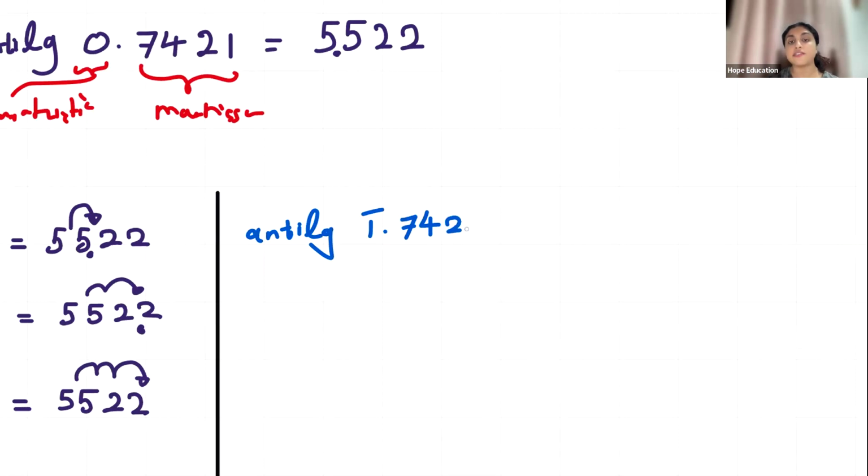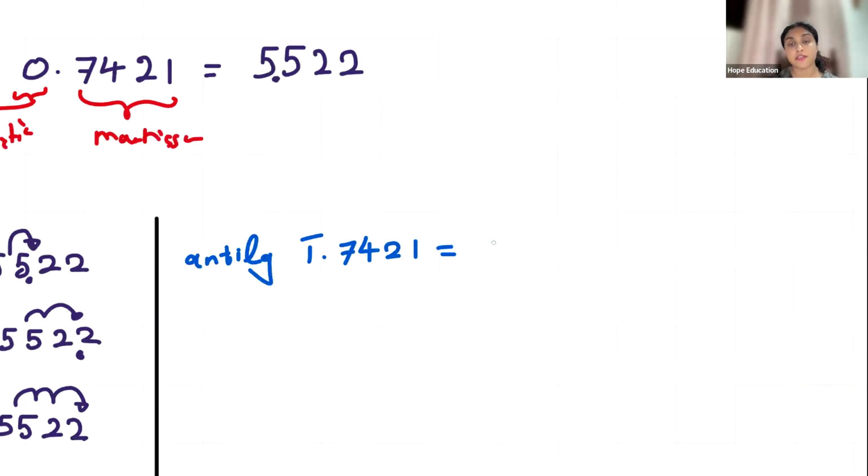7421. 7421 is a mantissa. You read it from the log table. That would be 5522. Now the characteristic is bar 1. Bar 1 means -1. ඒ කියන්නේ default තැන ඉඳන් එකක් ඉස්සරහට ඇවිල්ලා. This is where the decimal place is. So I put a 0 here.